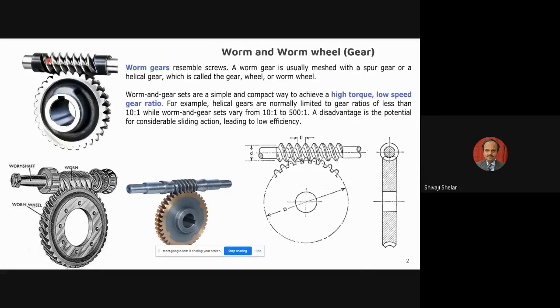If it is single start here, and you have, say, 40 teeth on this gear, then when this thread makes one revolution, this gear will move ahead by one tooth. So to make one revolution of this gear with a single start thread, the screw has to rotate 40 times. If there are 40 teeth on this gear, it has to rotate 40 times. That is for a single start thread and 40 teeth.